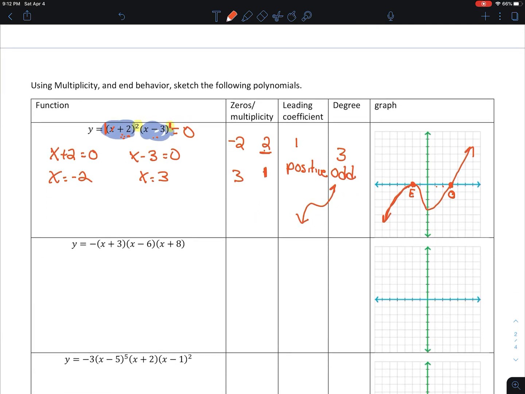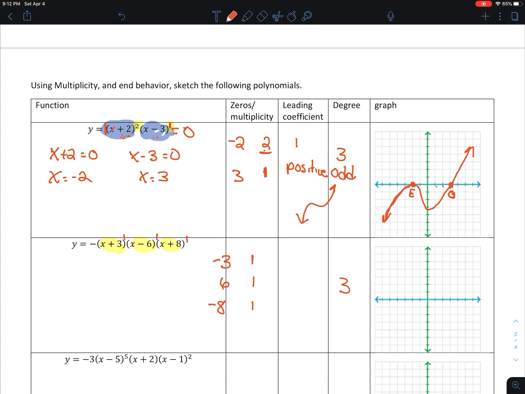Let's do the next one. This one has 3 zeros, and so we have a 0 here, here, and here. Okay, so we have 3 zeros. And hopefully at this point, I don't have to solve for each of them. You can tell me that the zeros are -3, 6, and -8. And they each have a multiplicity of 1, because my exponent in all of these is 1. It's understood 1.